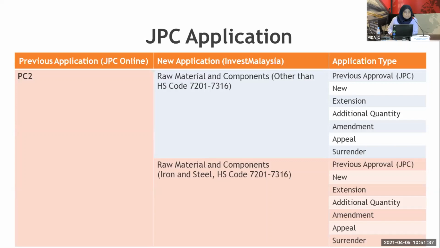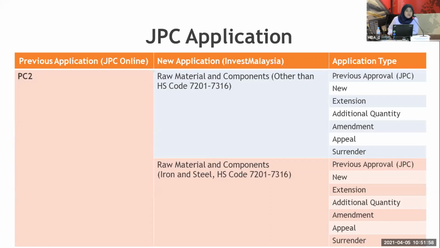For both raw material and component applications, we have the same set of application types. The first one is previous approval, the same as what I explained earlier, related to the previously approved exemption prior to Invest Malaysia that was approved before July 2020.